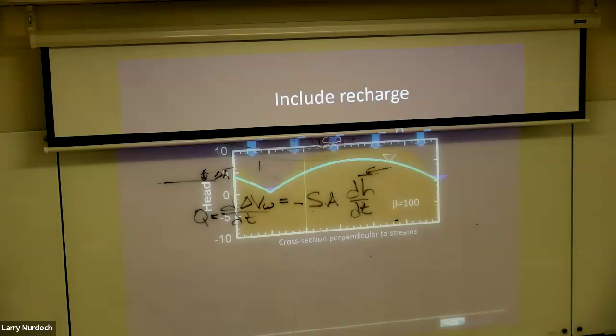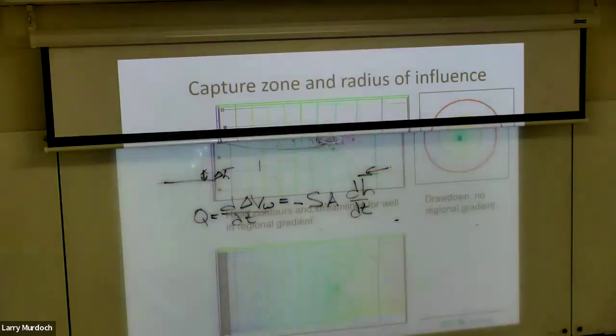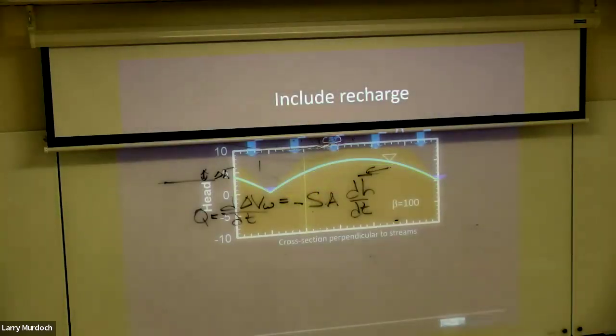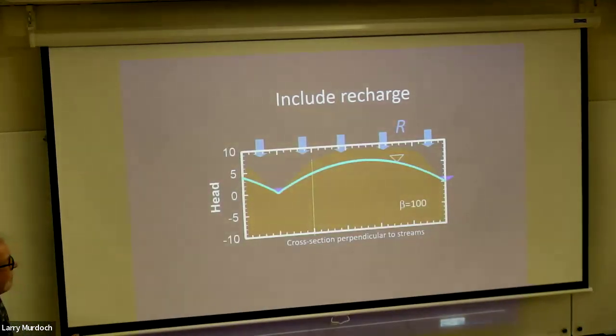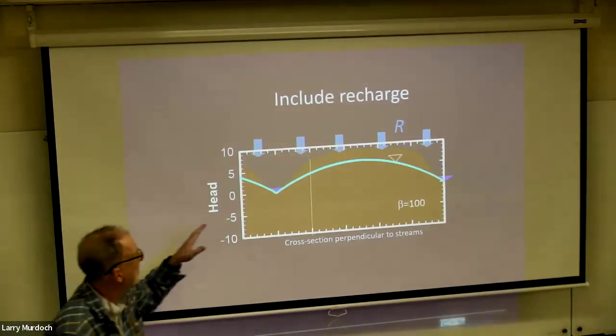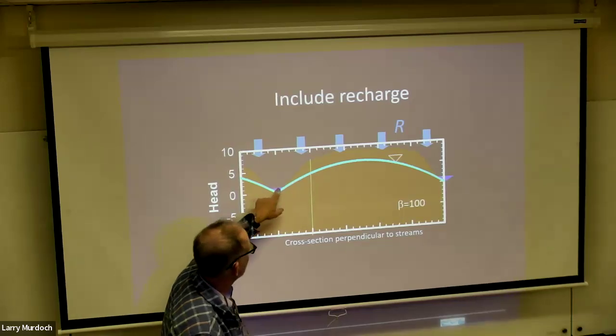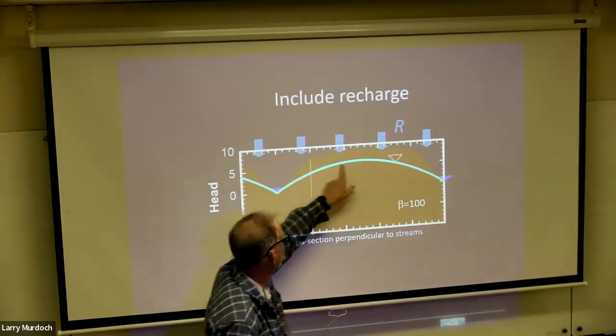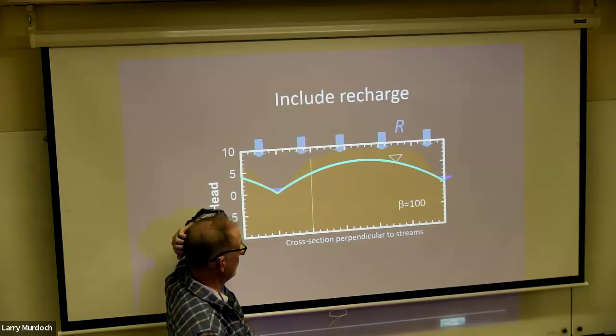All right. So let's skip over that. Actually, we get time. Do this one a little quicker. All right. So here's a cross section of stream, and the water table between the stream.